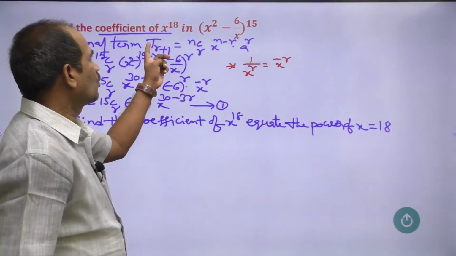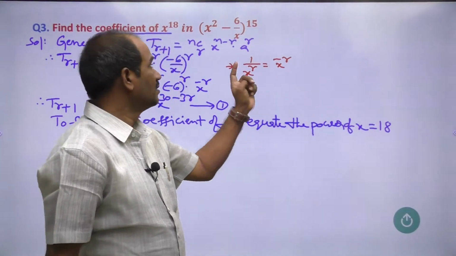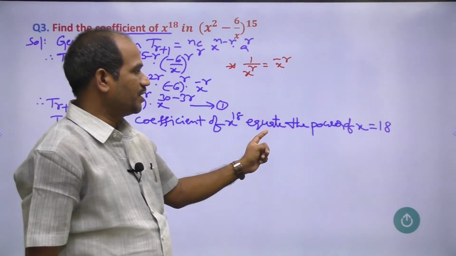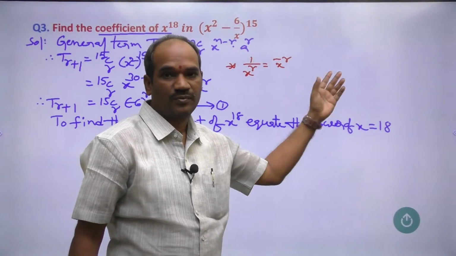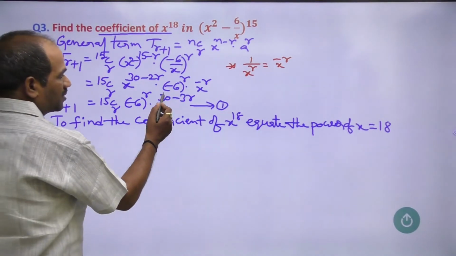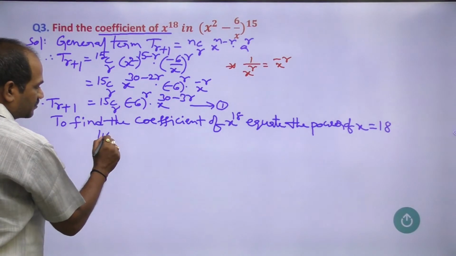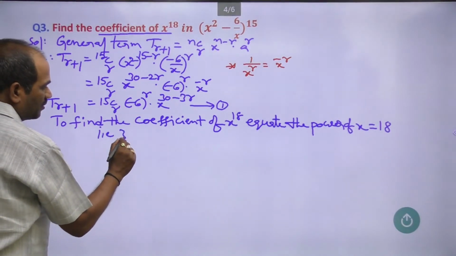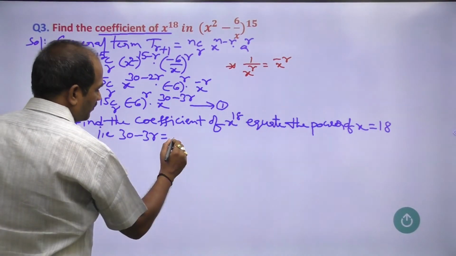So for the coefficient of x^11, equate the power of x to 11. For the coefficient of x^5, equate the power of x to 5. Only this value is changing; the procedure is the same, no change. So here this power is equal to 18, so that is 30 minus 3r, and 30 minus 3r is equal to 18.